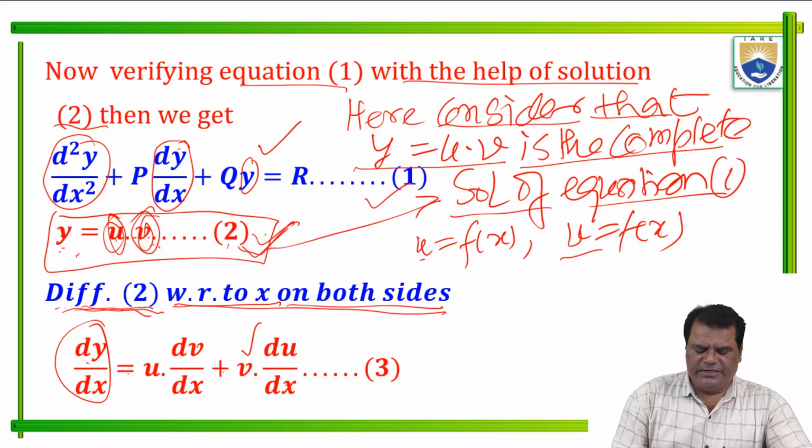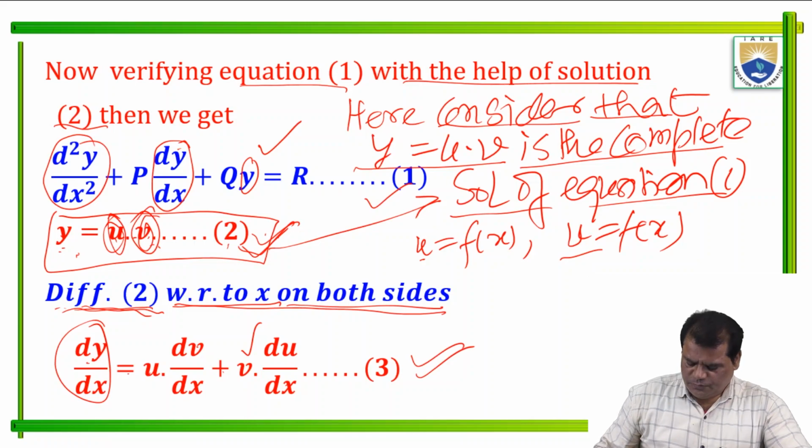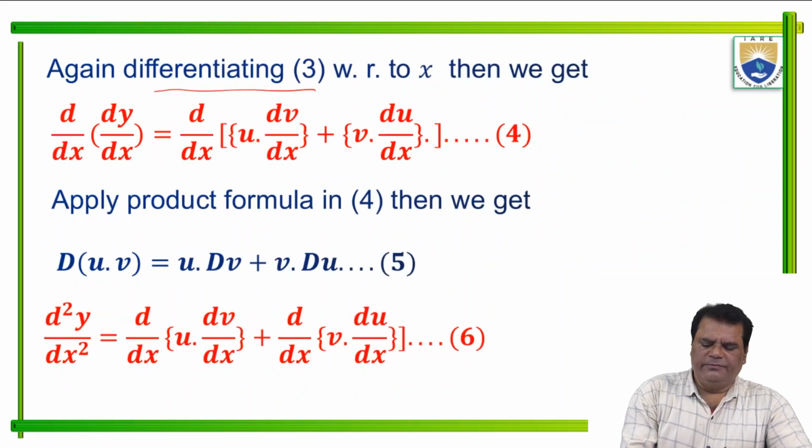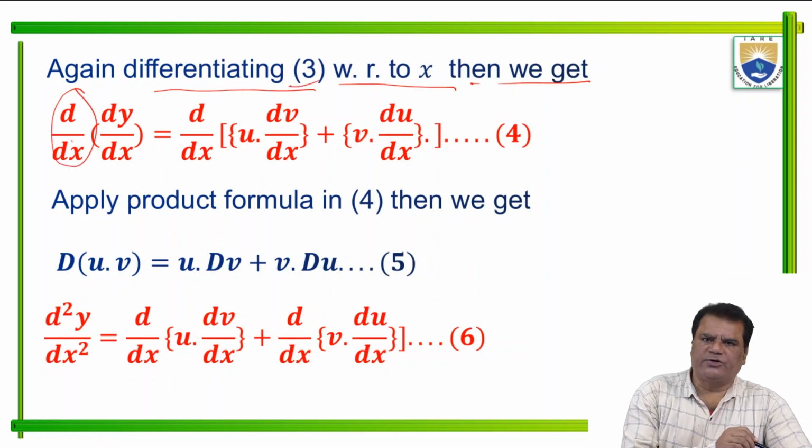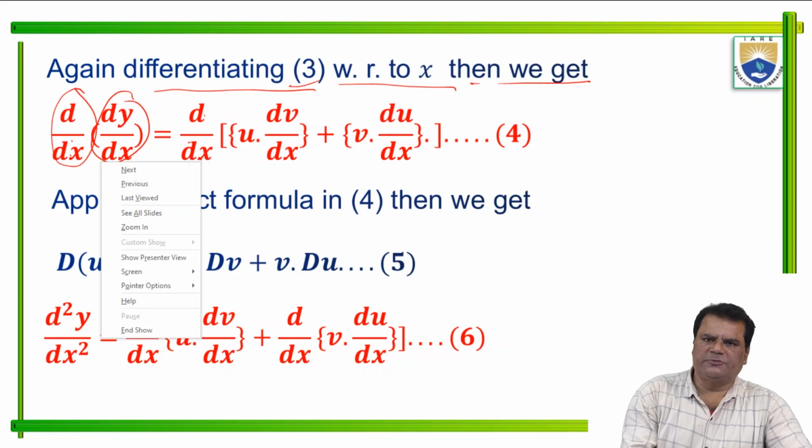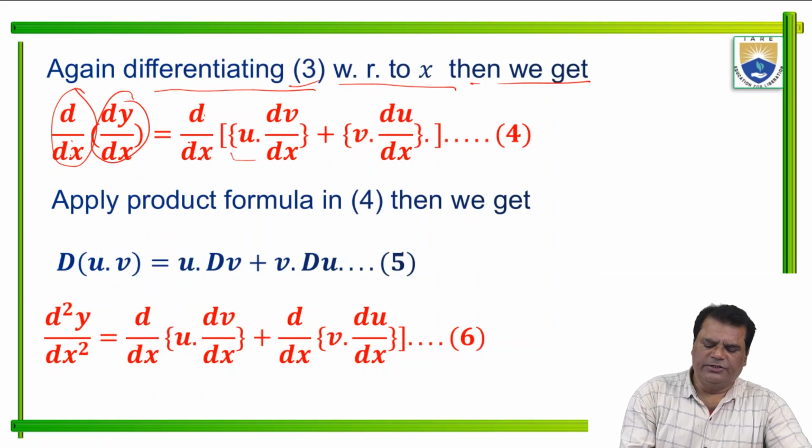So differentiating the first time, we get equation 3. Now again differentiating equation 3 with respect to x, we get d/dx of dy/dx equal to d/dx of equation 3. This is equation 3: u dv/dx plus v du/dx. This is equation 4.